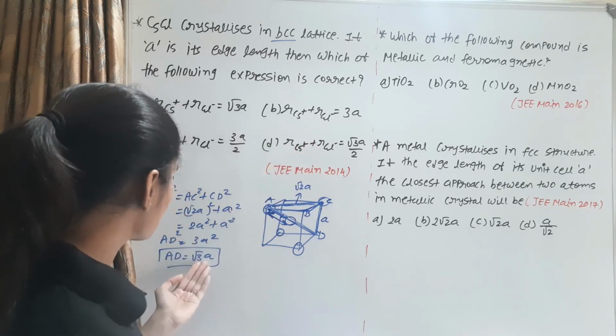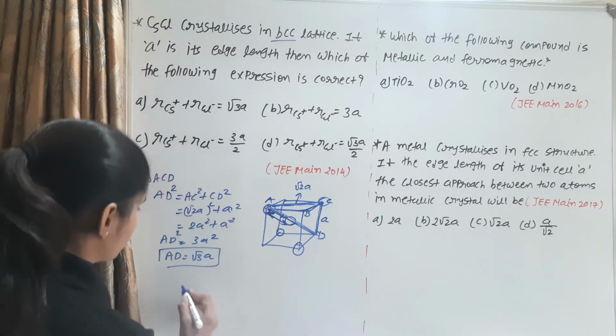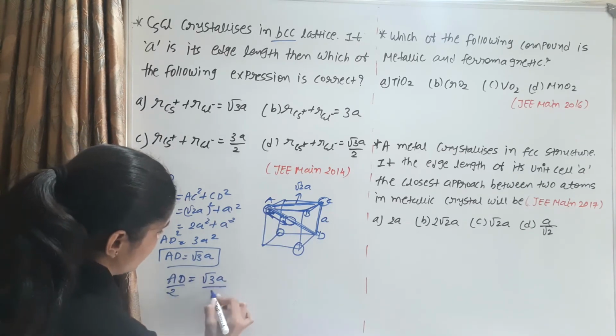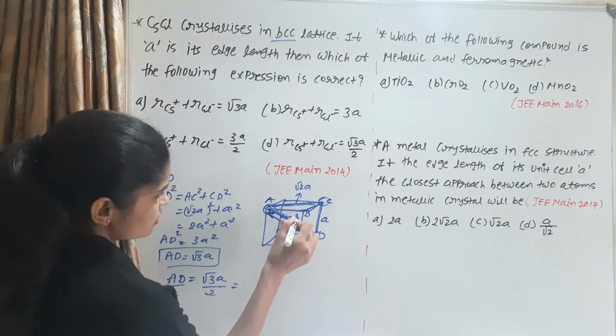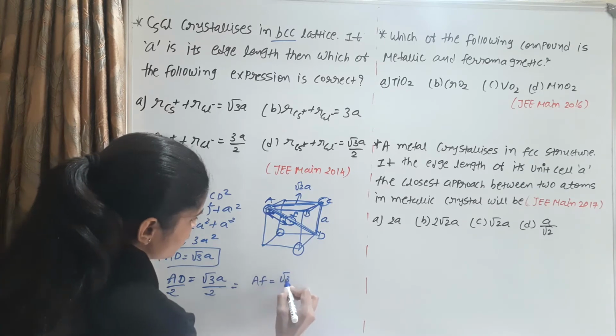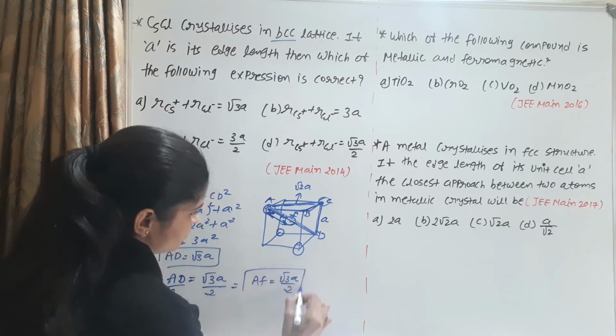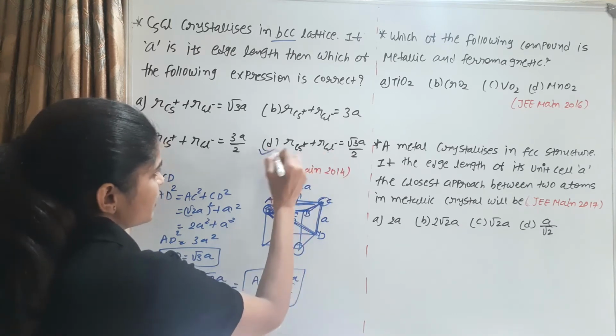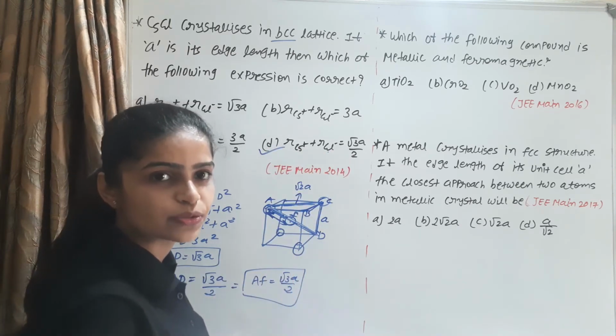So this divided by 2 gives this value. So AD is equal to √3 a by 2. For example, this is considered as F. So AF is equal to √3 a by 2, and this value is equal to √3 a by 2.